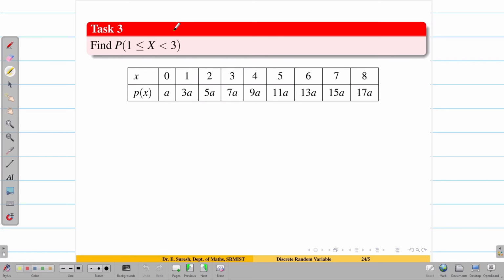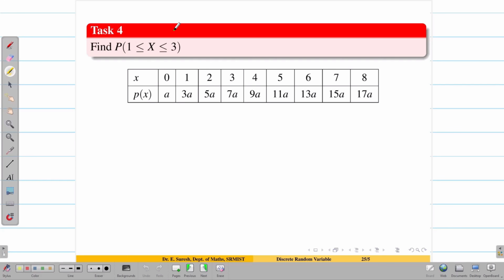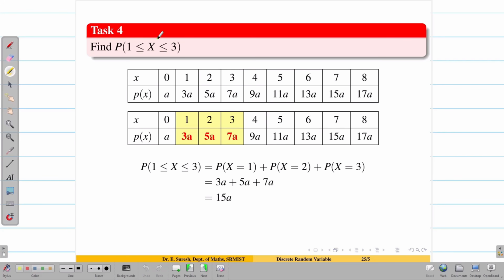In a similar way, if I say 1 less than or equal to x less than 3, then we can take the values 3a plus 5a, that is 8a. And the next one, 1 less than or equal to x less than or equal to 3, then we have to include 1, 2 and 3, and we have to write their probabilities. Final answer is 15 by 81.